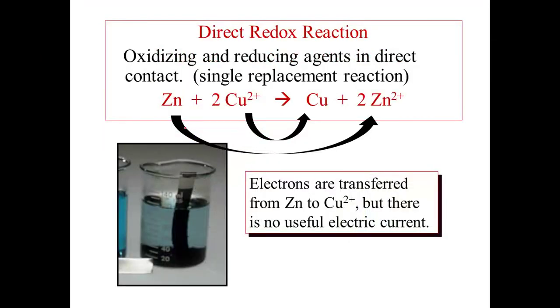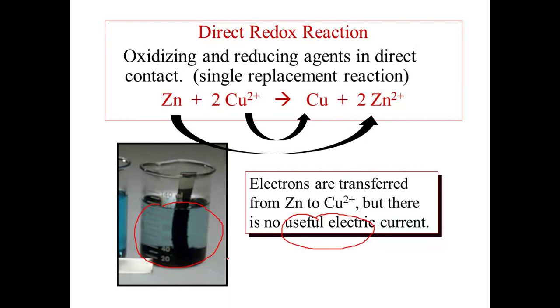So if you did a single replacement reaction in a single container, you would get zinc forming zinc 2 plus. So your zinc would dissolve into the solution and your copper would plate out, and the reaction would happen in one container. So your electrons are being transferred, but you're not getting any useful electrical current. You're losing most of that electrical energy as heat.